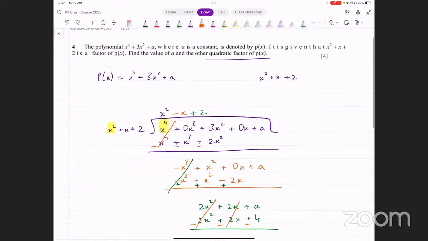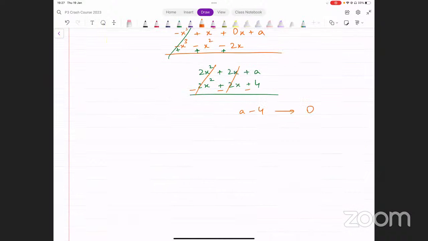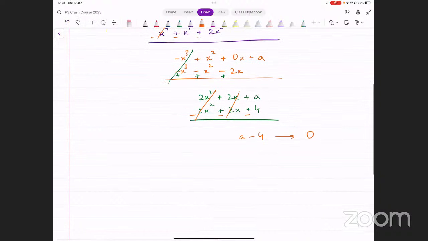We were given that x squared plus x plus 2 is a factor. What's the first thing that comes to your mind when you read the word factor? That basically means that the remainder is equal to 0. Now you've done this long division process and you're getting a remainder at the end. This remainder should be equal to 0 for x squared plus x plus 2 to be a factor. So we put that remainder equal to 0. What does that give us? That gives us a minus 4 equals 0 and a equals 4. This is the value of a that we're getting.